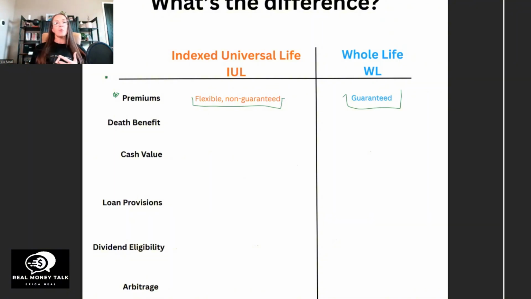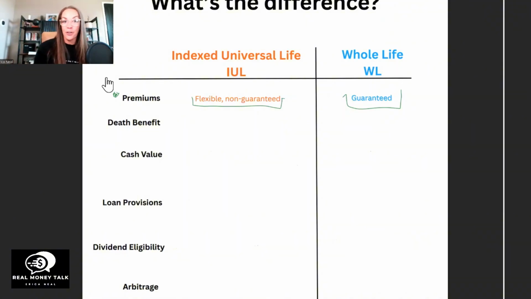So within the IUL, premiums could potentially be lower in the beginning, or at least they're flexible, so you have the option to pay less. But over time, if those aren't paid, they're going to catch up to you and they're going to be owed eventually. And in addition to that, the cost of insurance is going to be paid for on the back end. So it's just something to think about. Whole life is just flat, stays the same forever. IUL, you have the ability to change it, but it is going to increase over time. So just be aware of that.